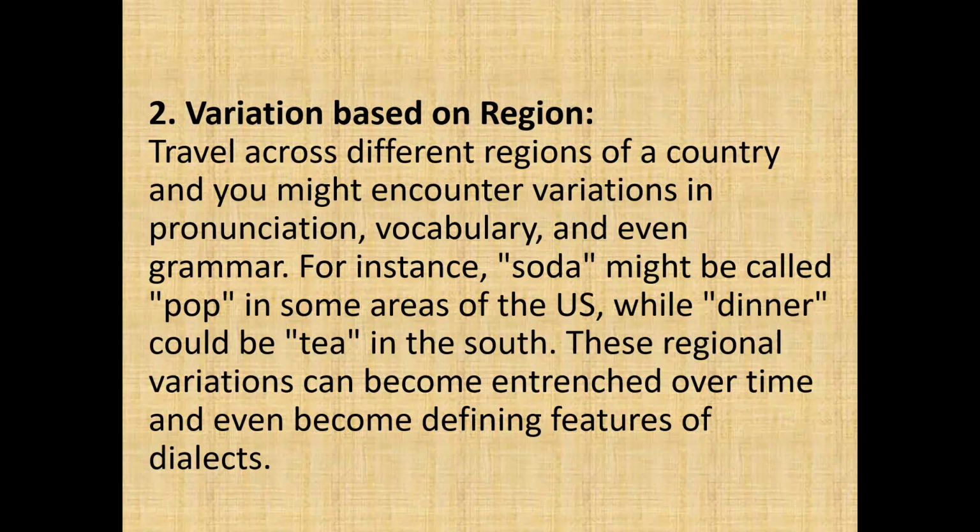For example, soda might be called pop in some areas of the US, while dinner could be tea in the south. These regional variations can become entrenched. Entrenched means they will become very strong, in a way that will never change over time, and even become defining features of dialects. When it comes to the Sinhalese language, how the southern people talk is totally different from how we talk. Is that clear to you? Yeah, madam.